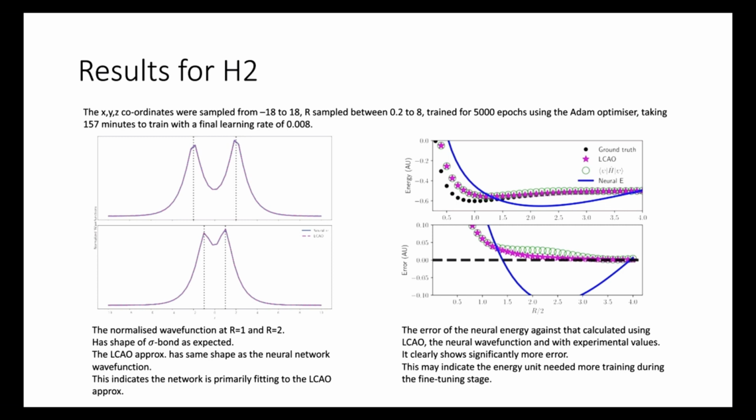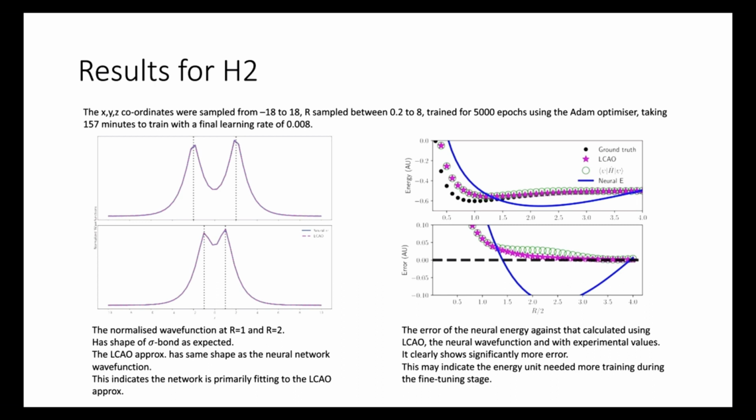Next, the results for H2 were determined. These were chosen to recreate the results of the original paper that this network was based on. As you can see from the left graph, the neural wave function resembles the sigma bond, which is expected. However, it exactly matches it, which was not how it functioned originally, which suggests the network might be overfitting towards the linear combination approximation rather than learning the solution from the differential equation.